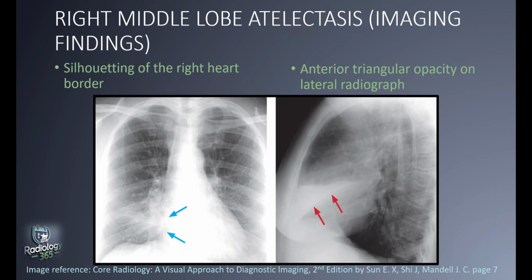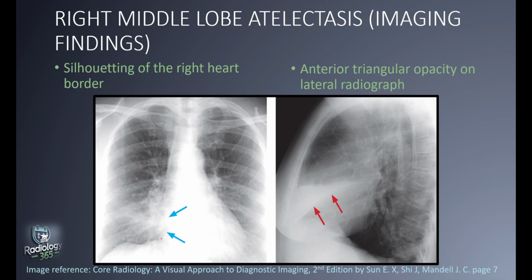Then for the middle lobe, the findings of right middle lobe atelectasis can be subtle on the frontal radiograph, but mainly look out for silhouetting of the right heart border by the collapsed medial segment of the middle lobe. Remember I mentioned we have the medial segment and then the lateral segment. If you have a complete lobar collapse, yes, you would have silhouetting of the right heart border, where you can't clearly draw a line to show where the heart border ends. You are just seeing this opacity in the right lobe silhouetting the right heart border.